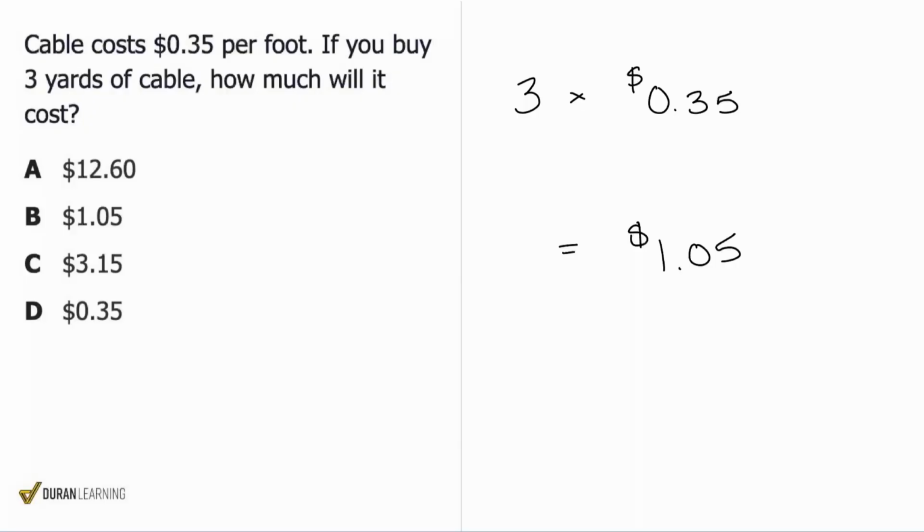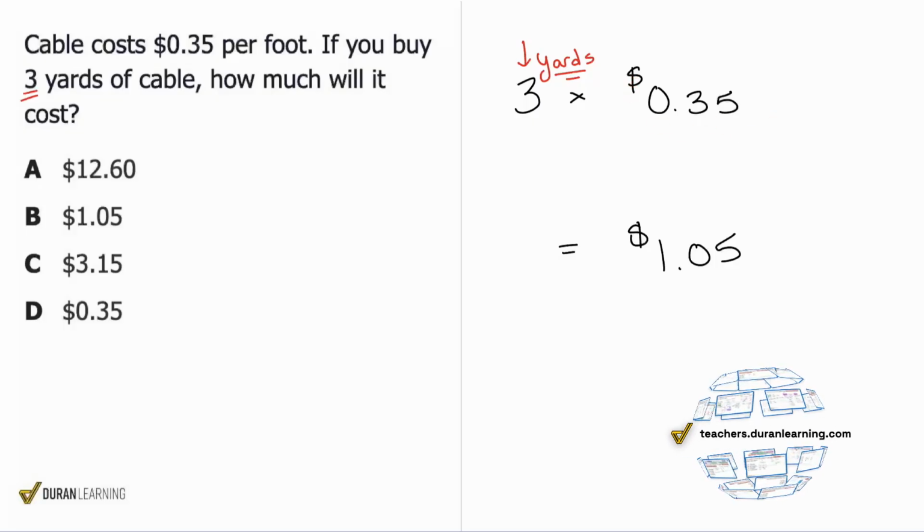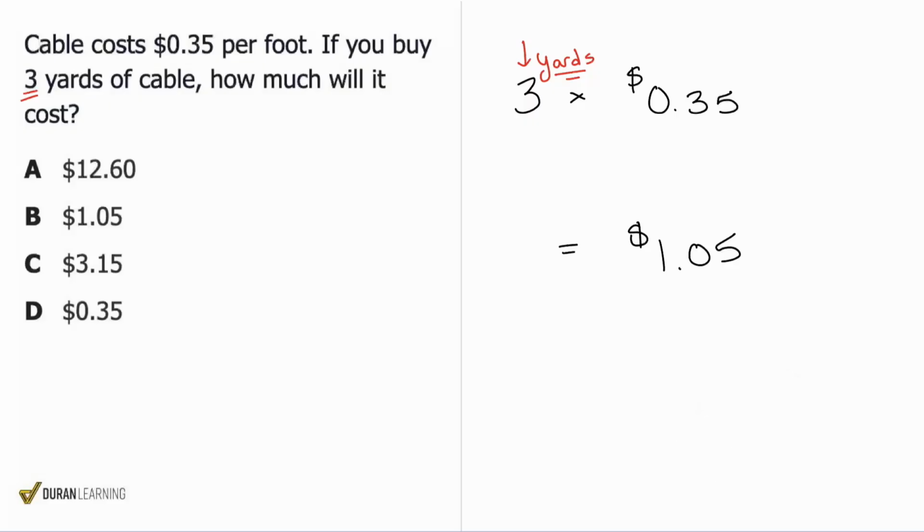The 3 right here, everybody, what unit represents the 3? 3 what? Yeah, 3 yards. Okay, let's slow it down and write that down right there. Question, everybody. The 35 cents, that's 35 cents per what? 35 cents per foot. Oh, interesting. Very interesting. Everybody, is a yard the same thing as a foot? Yeah, they are not the same.